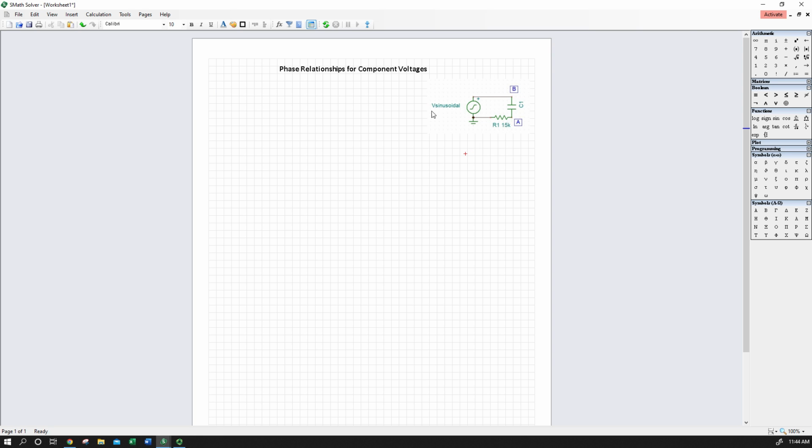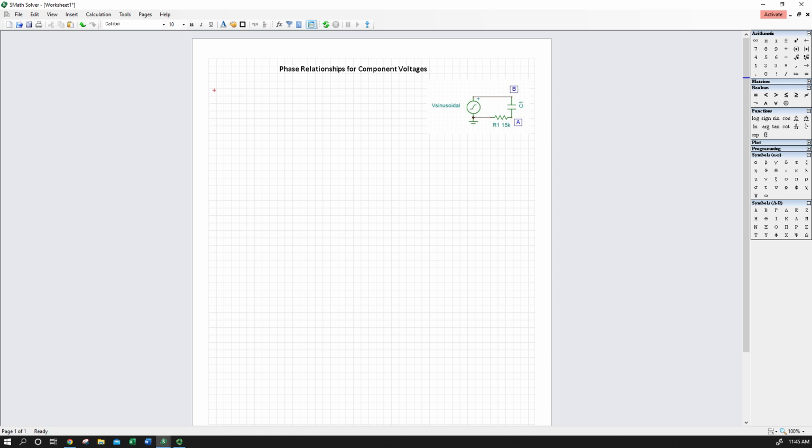So we've got the circuit defined. I like to title my SMath spreadsheets with a little title saying, here's what I'm doing with this. So I'm looking for phase relationships and also magnitude for component voltages. I'm already reminding myself that I'm going to be confirming this with some measurements. So the first thing I'm going to want to do is define input variables.